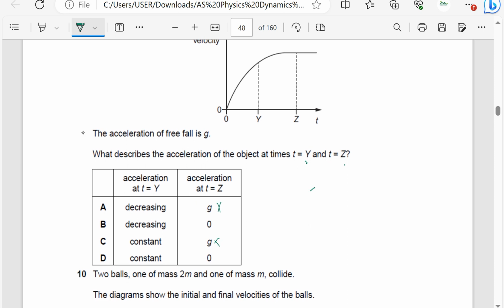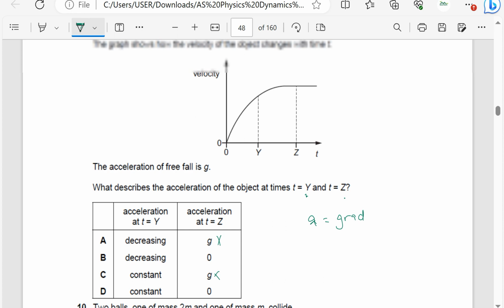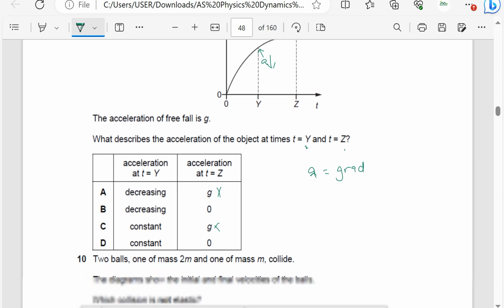So acceleration equals the gradient. The velocity is becoming constant, meaning acceleration here is 0 because acceleration is the gradient. A constant velocity means 0 acceleration. Then here the gradient is decreasing, so it means here acceleration is decreasing. So acceleration is decreasing at y and 0 at z. So the answer is going to be B.